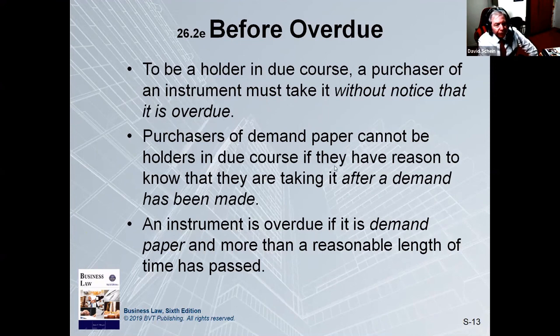Now, taking the note before it's overdue is pretty simple, folks. This is pretty straightforward. Purchasers of demand paper cannot be holders in due course. They have reason to know they are taking it after demand has been made. So if demand is made and turned down, you can't be a holder in due course. Something's wrong. And if it's demand paper, more than a reasonable length of time has passed.